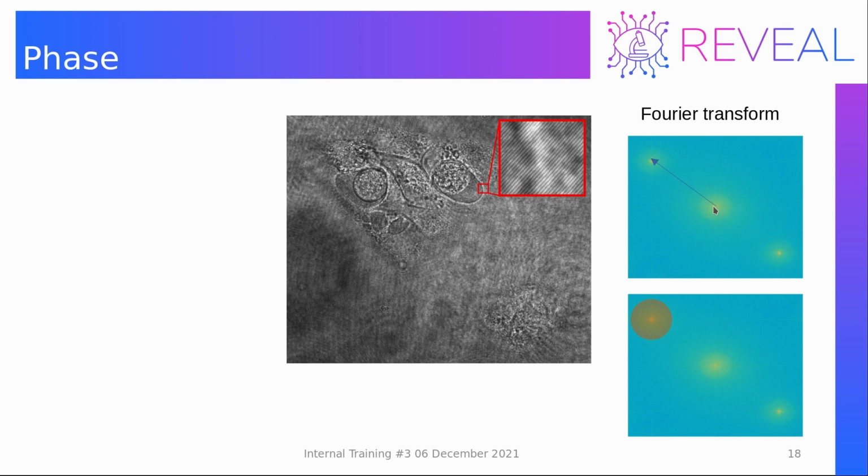The central one is not interesting for us. It carries no valuable information. What we are interested in is this information in the corner. And it doesn't really matter if you choose this information or this information. In principle, this is the same information. So this region here carries all information about our analyzed sample. So we select this region, we remove the rest, we move this information to the center of our spectrum, and we calculate the inverse Fourier transform.